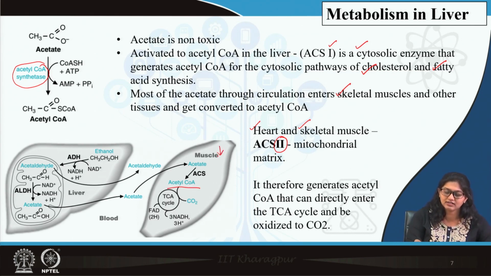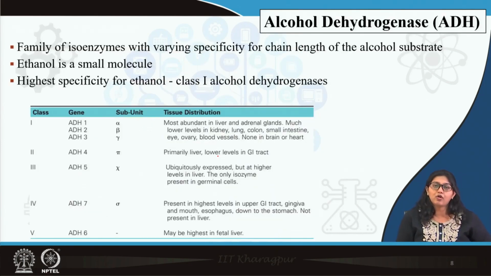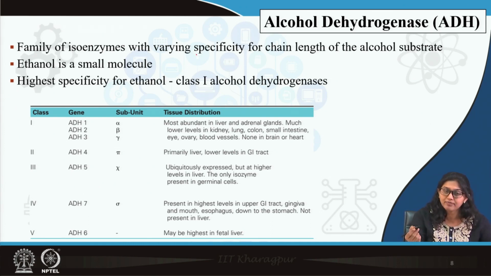Here you can see inside muscle, it is converted to acetyl coenzyme A, and it takes part in TCA cycle to give ATP or produce energy. So, this is the total metabolism of alcohol in liver. The first important enzyme here is alcohol dehydrogenase. Now, for alcohol dehydrogenase, there are different types of isoenzymes based on what type of alcohol it is. Basically the isoforms of alcohol dehydrogenase are specific to the chain length of the alcohol.